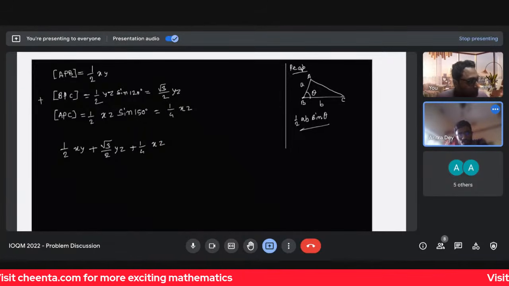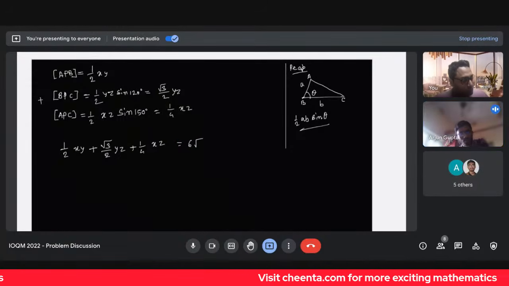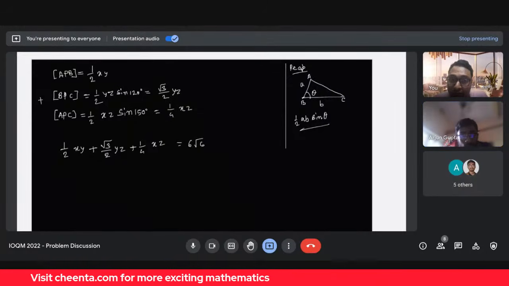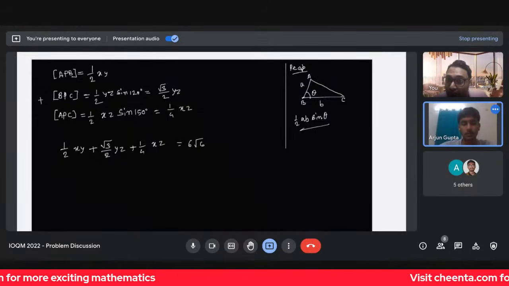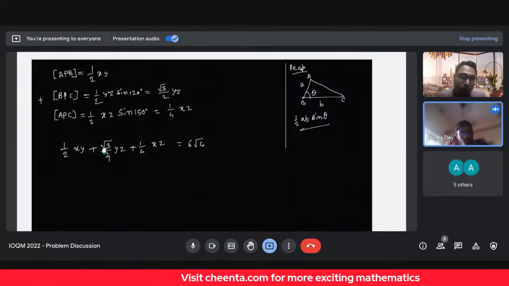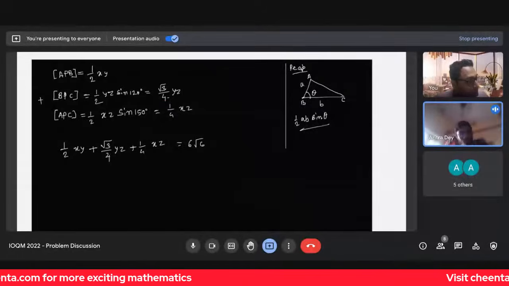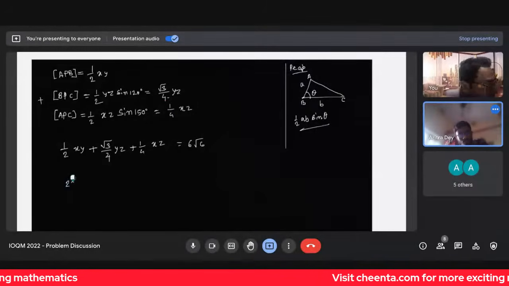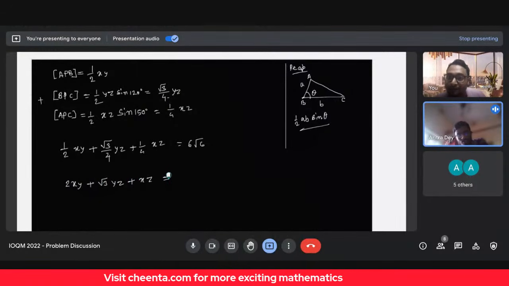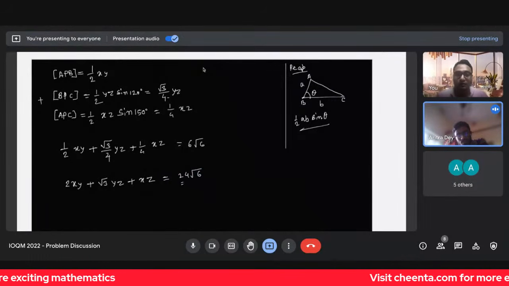Already we found that the area is 6 √6. So it is equal to 6 √6. Before yz the coefficient is √3/4. Now clear the coefficients by multiplying with 4, so it is 2xy plus √3 yz plus xz equal to 24 √6. It is your p, it is your q, everything is here.